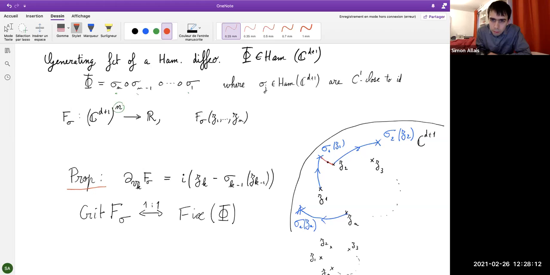So those vectors here, so those vectors in C^(d+1) are in fact, up to multiplication by i, the partial derivatives of f sigma. So here you see that the gradient of f sigma is non-zero because this is a broken trajectory.